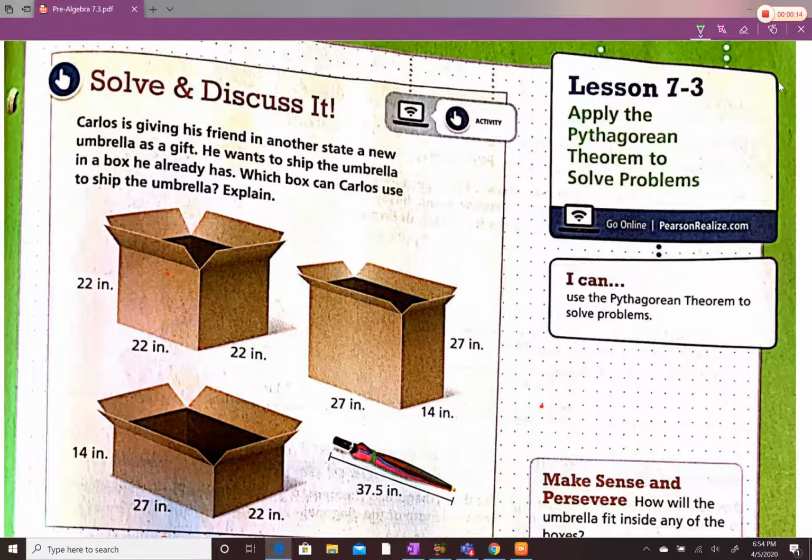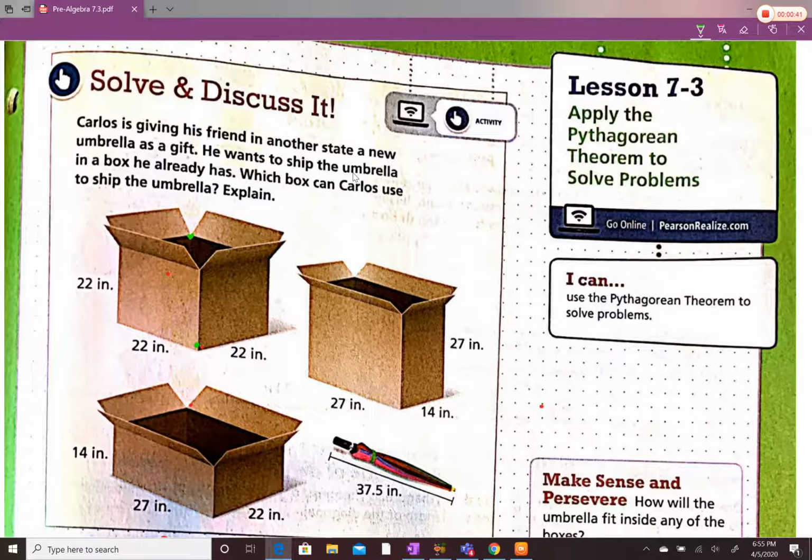Because if I look at this question, Carlos is giving his friend in another state a new umbrella as a gift. He wants to ship the umbrella in the box he already has. Which box can Carlos use to ship the umbrella? Explain. Now when he wants to put the umbrella in, it can go from this corner to this corner. So this is how it will fit. To find that, what I need to find is the hypotenuse.